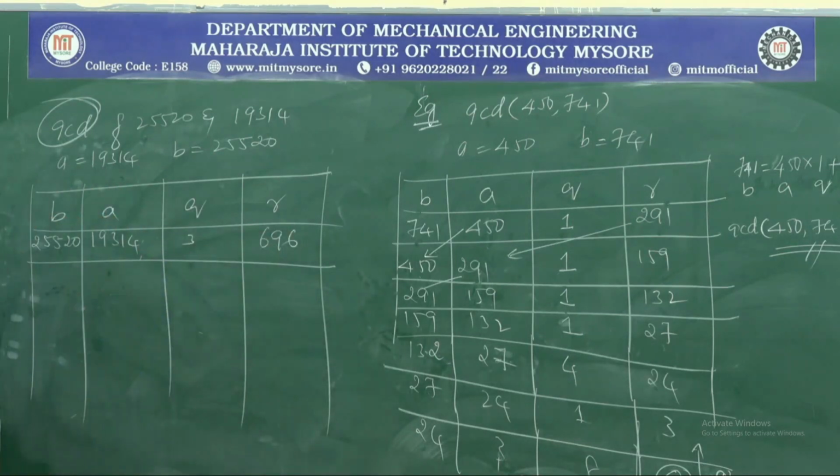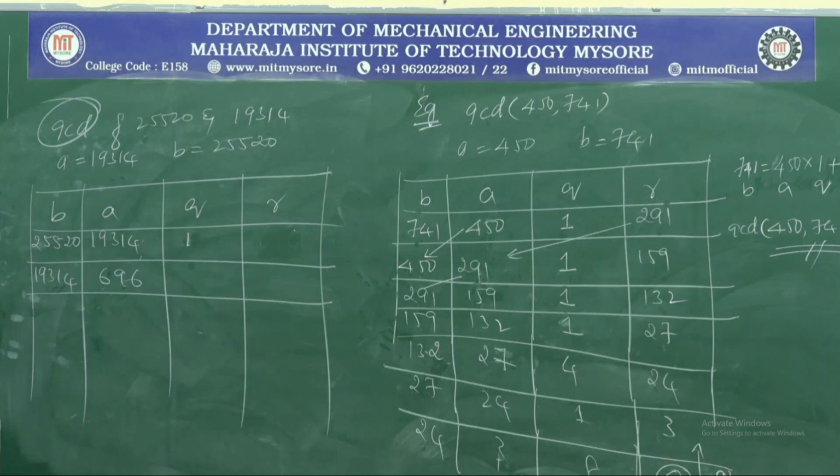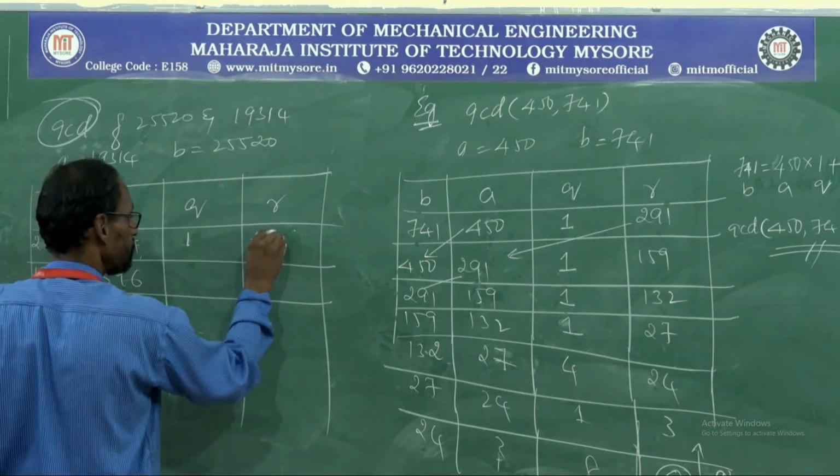I didn't get 0. Go to next level. It is 19314. It is 696. Again division algorithm. I had a mistake actually here. It is 1. It is going to be 6206. Sorry.